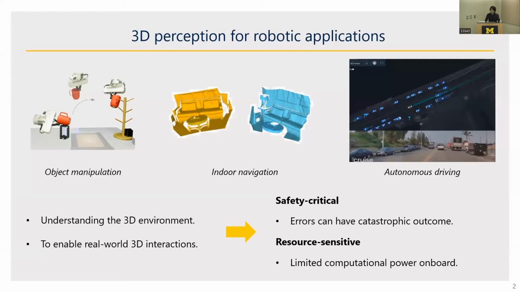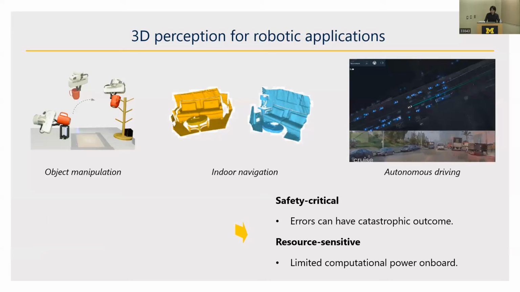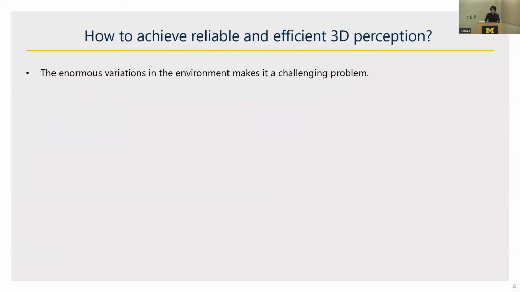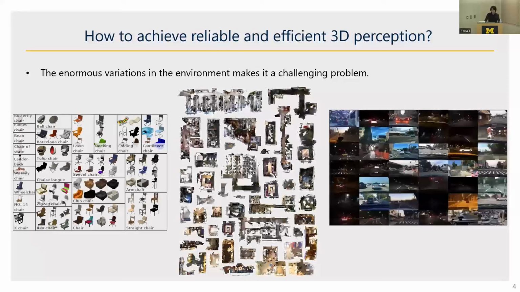Accordingly, this poses two requirements on the robotic 3D perception algorithms. That is, to be reliable and to be efficient. How do we achieve this? There are enormous variations in the environment, and it makes it a very challenging problem. For example, here we show several visualizations of an object dataset, an indoor environment dataset, and an autonomous driving dataset. We can see that the variations in our real world are huge.